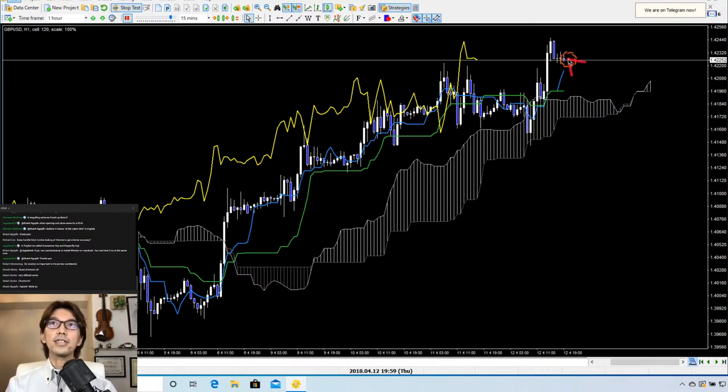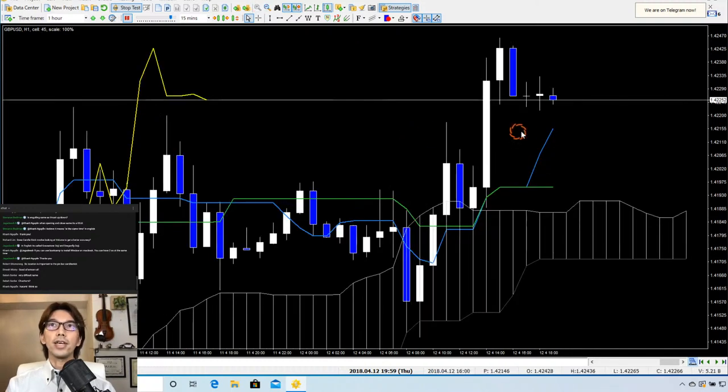If it breaks downwards, then we just see it off. We don't want to take a sell. But if it breaks upwards, then I would take the buy. That's the difference. So let's see how the market develops from here. Let me just move one by one.